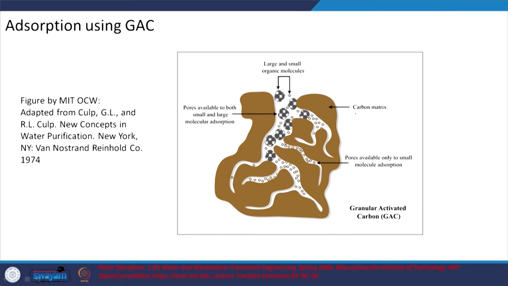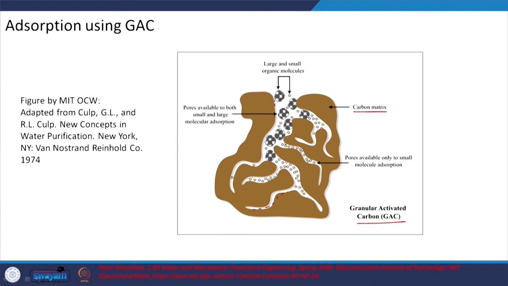This is a great figure. This is the figure of the granular activated carbon. The carbon matrix is presented here. We have large pores and then we have small pores. That is something to keep in mind. This granular activated carbon, a typical media used for adsorption, has different kinds of pores, as in it is not homogeneous, it is heterogeneous. So, you have large and small organic molecules, and pores available to both small and large molecule adsorption, that is one thing.